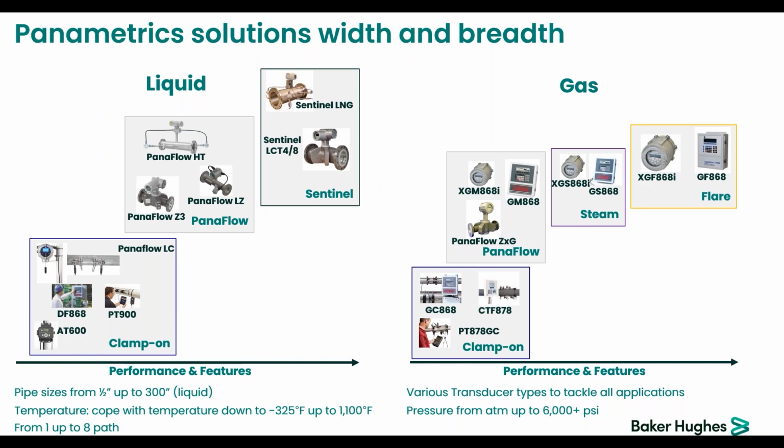For gas, the biggest lines are typically on flares. It doesn't go as large as we have on liquids. The biggest I've ever seen is in the Middle East, more than 100 inches, but it's common to be up to the 70s. Most of the other applications, inclusive of steam, will be within, let's say, 1 to 2 inches and up to 40 inches.